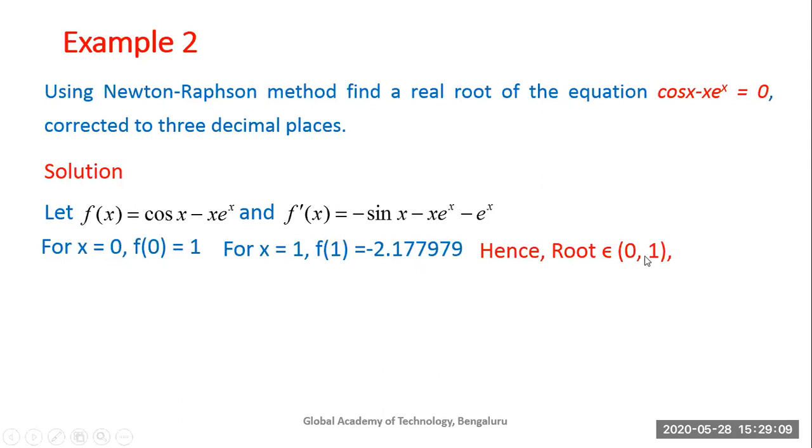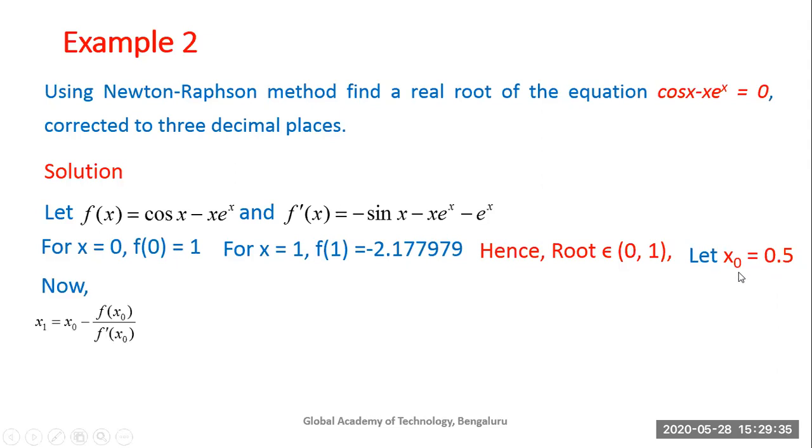So you can take x naught as any number in the interval 0, 1. You can take x naught as 0 or x naught as 1 or any number in the interval 0 to 1. But here we take x naught as the midpoint of the interval 0 and 1. For all our examples, we'll be taking the midpoint of the interval as x naught. So 0 plus 1 by 2, that is x naught, we take it as 0.5.